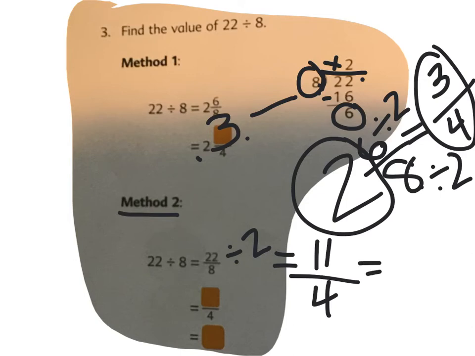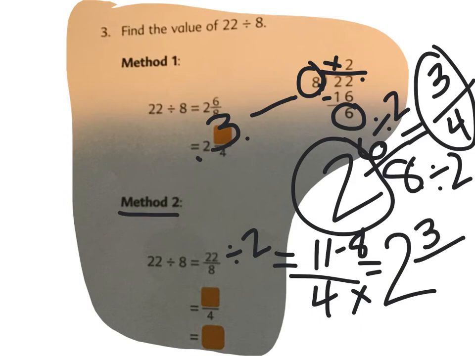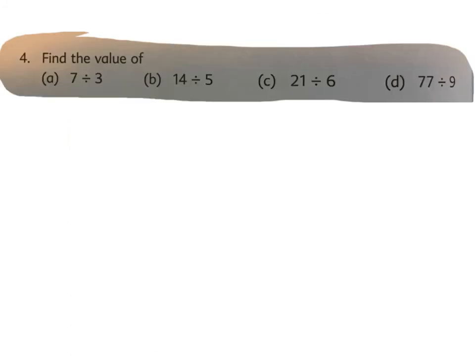How many times does 4 go into 11 without going over? 2. So 4 times 2 is 8. Subtract that. It's 3, and keep the denominator the same. So you got the same answer, 2 and 3/4. Two different methods. Now in your tasks, open up to the tasks, and I want you to find the value for A, B, C, and D.